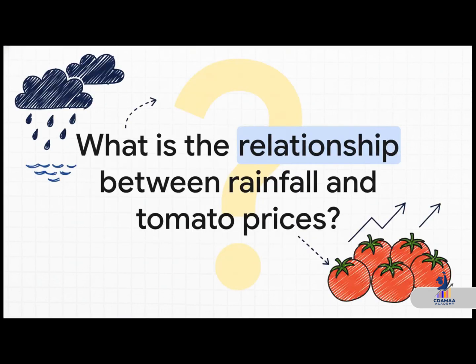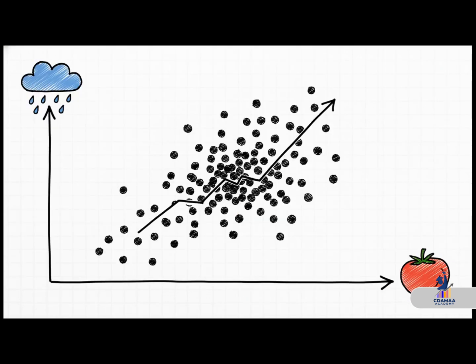Okay, and for our third example, let's tackle something a little more complex. Here's the question. What is the relationship between monthly rainfall and the price of tomatoes? You see, now we're not just comparing things or tracking them over time, we are investigating a possible connection between 2 totally different numbers. And for that job, we need the scatter plot.